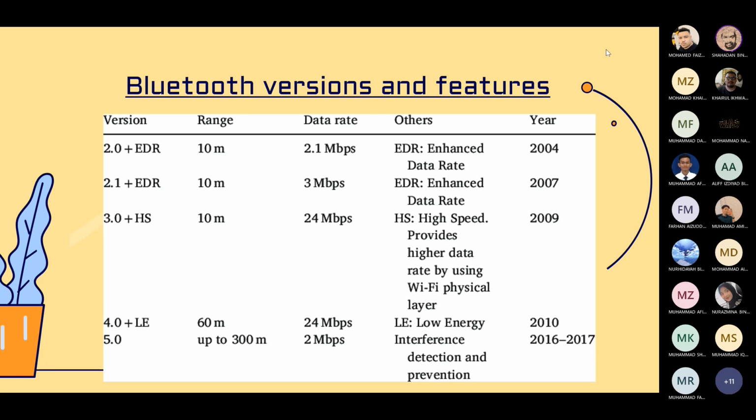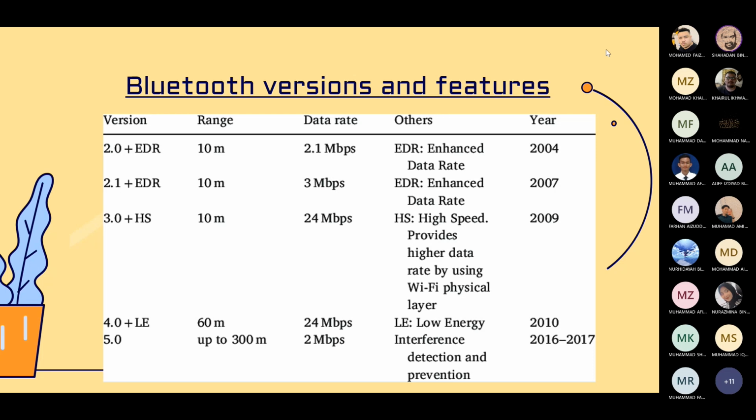This is the Bluetooth versions and features. The first one is version 2.0. The range is 10 meters. The speed is 2.1 megabits per second and it has enhanced data rate. It was developed in 2004. The next version is 2.1. The range is also the same 10 meters and the speed is 3 Mbps, and it also has enhanced data rate. Developed in 2007. The next one is 3.0.